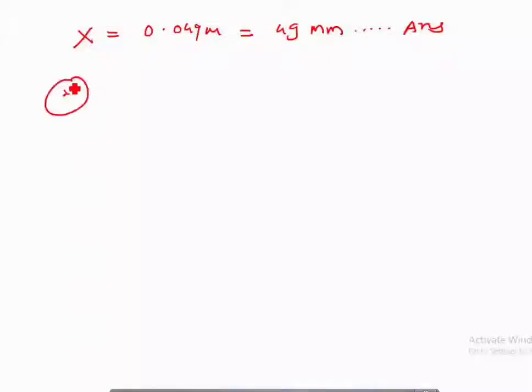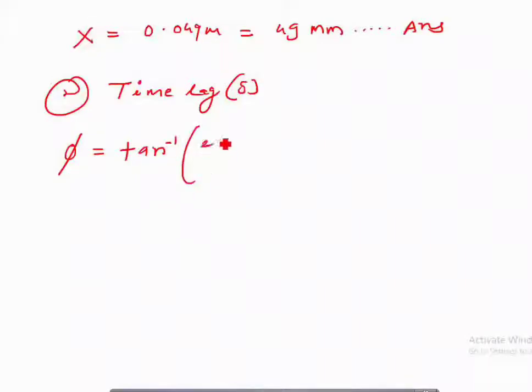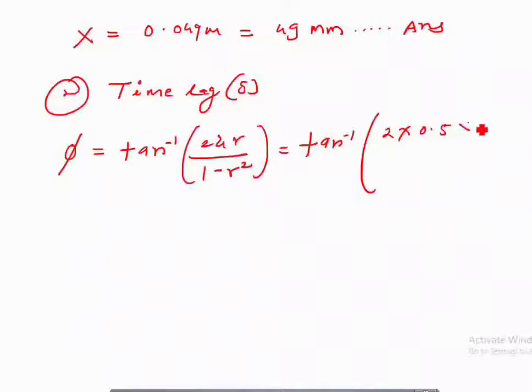Now second case, you have to find out the time lag in seconds. To find out the time lag in seconds, first of all you have to find out the phase angle. Now what is the phase angle for the support acceleration? Phi minus alpha, we have already derived, right? So first of all let us find out the phi, that is tan inverse of 2 zeta r upon 1 minus r square. So this becomes tan inverse of 2 into 0.5 into 1.91 divided by 1 minus 1.91 square.